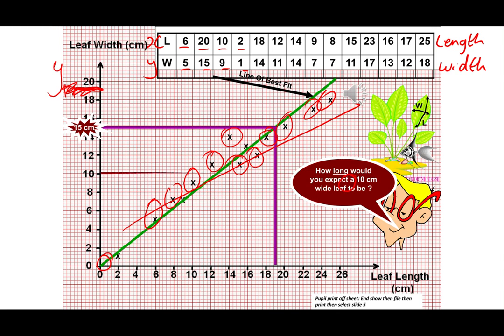So how long would you expect a 10 centimeter wide leaf to be? So it's 10 centimeters wide. I'll look on the width, find 10, draw a line to my best fit, stop at the best fit, then go down and read off whatever that value is. So that value is 12.8, or 13.